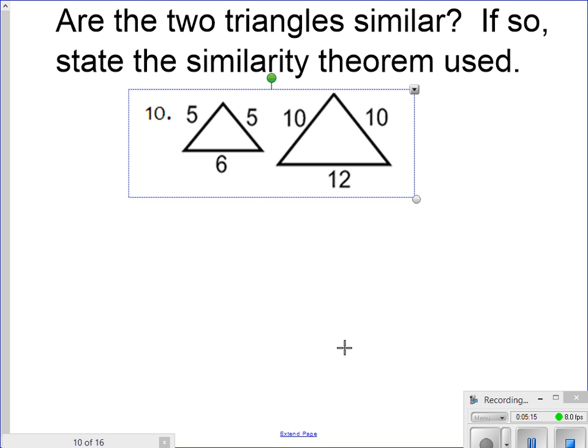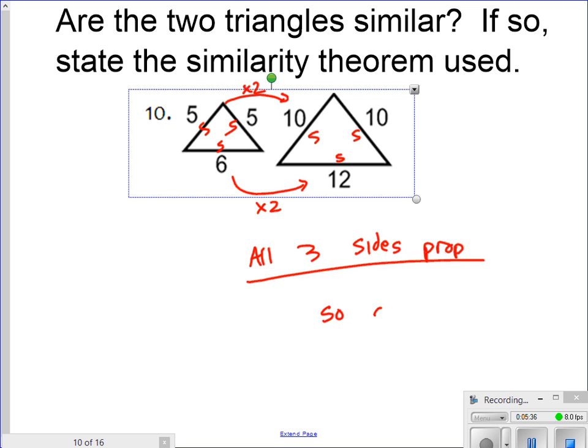We look at this one. Are they similar? So this would be SSS. And so if we look very closely, we multiplied both the 5's by 2, we multiplied 12 by 6, so these sides are proportional because we're multiplying by the same thing, right? All three sides are proportional, so they're similar by side-side-side.